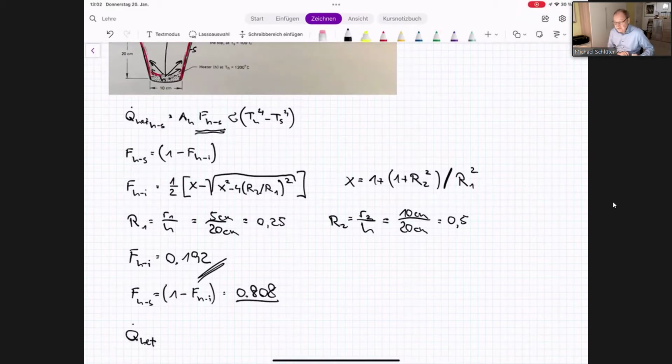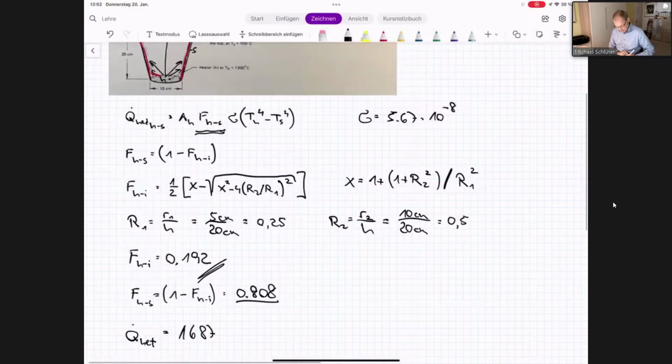In that case, with that is Boltzmann, the Stefan's constant. I write it down here once again. It was 5.67 multiplied by 10 to the power of minus 8. And so we end up here with a net heat flux of 1,687 watt. And that's the result.